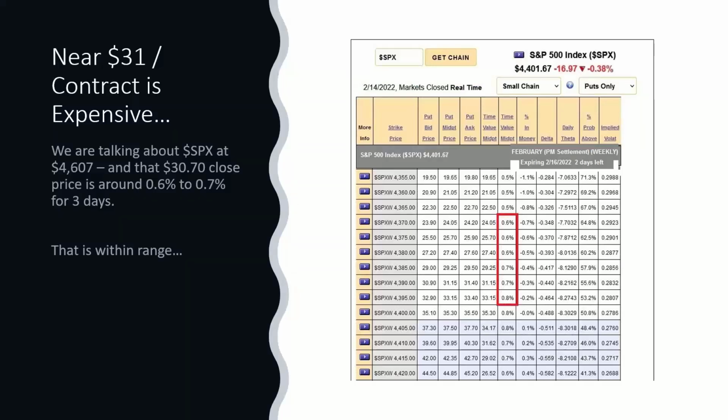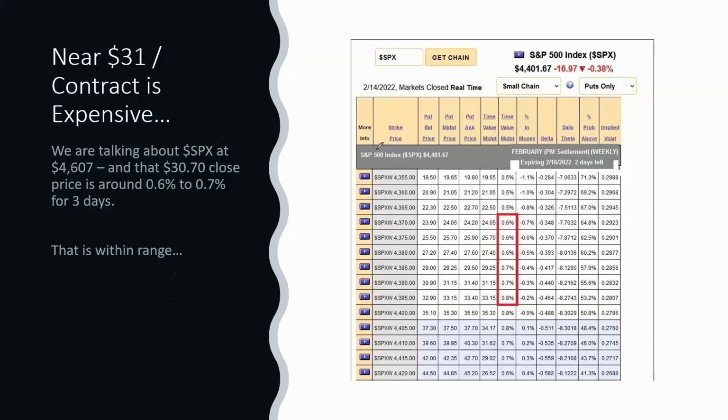$31 per contract is expensive, but we're talking about SPX here. SPX trading at 46.07. That 30.70 to close is around 0.6 to 0.7% for 2 to 3 days remaining to expiration. That is actually within range of what we would expect for the time value on SPX, especially when volatility is increasing, and especially in the kind of markets that we're in as well.